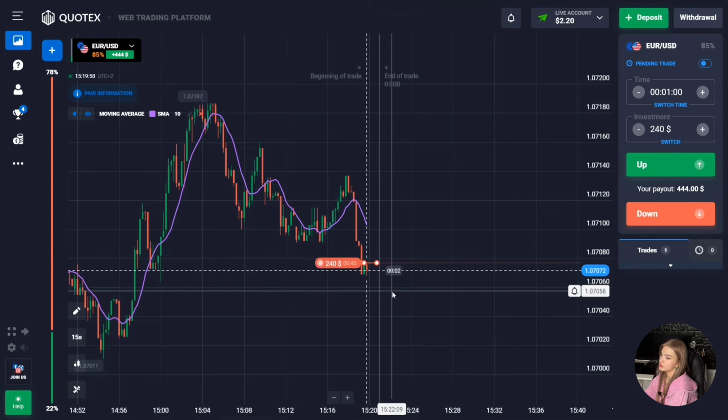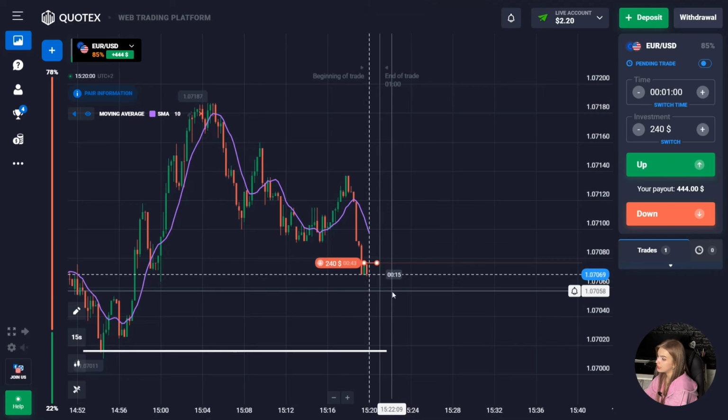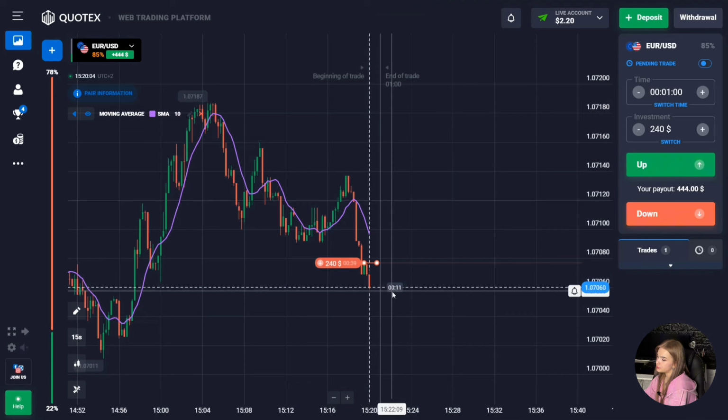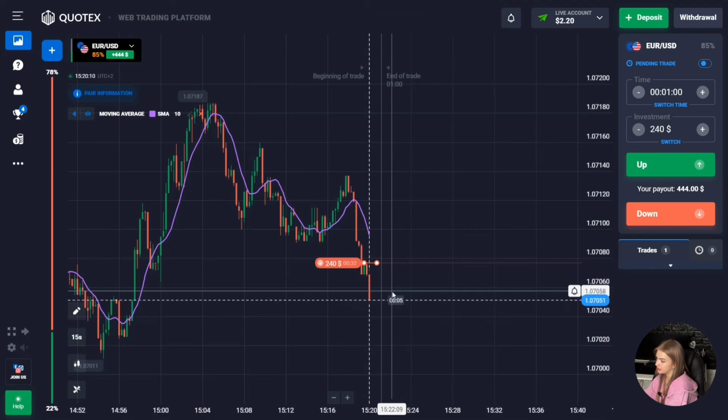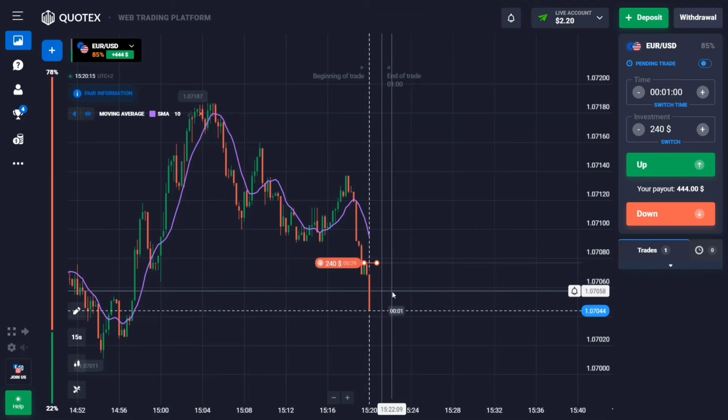At the same time, you also see that there's still quite a lot of space before the support level. But since the price is moving quite confidently and impulsively, I think 1 minute will be enough and I will have time to make money on this downward movement. And so guys, let's wait for the result.